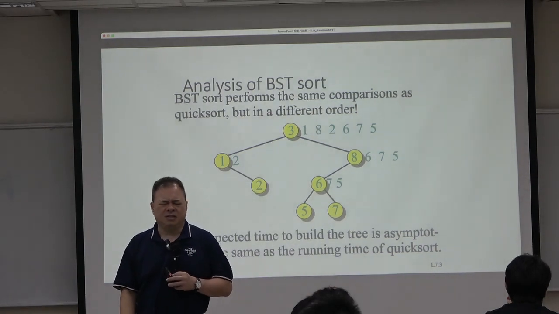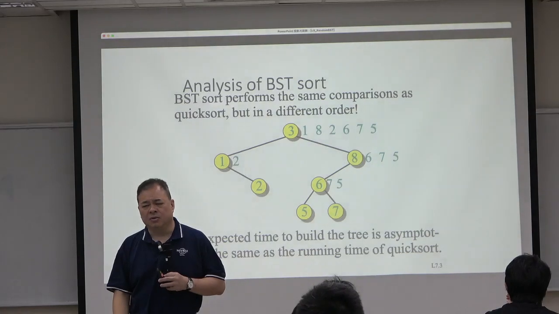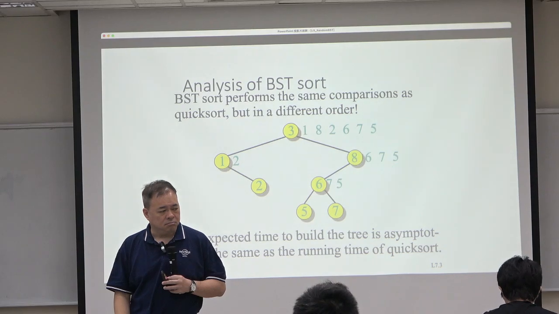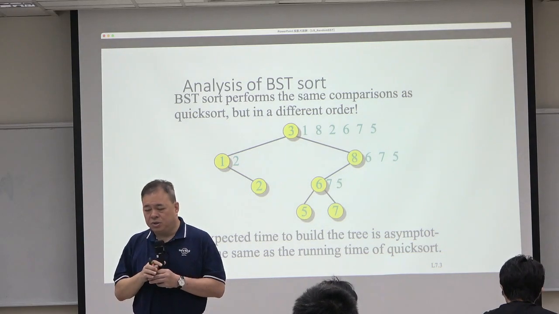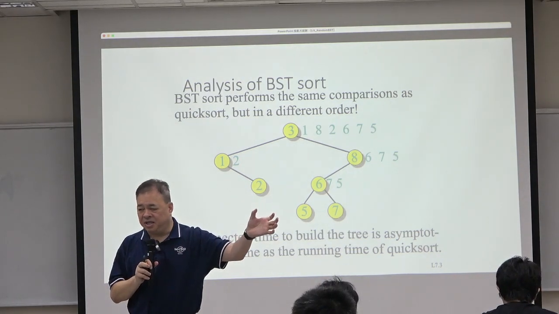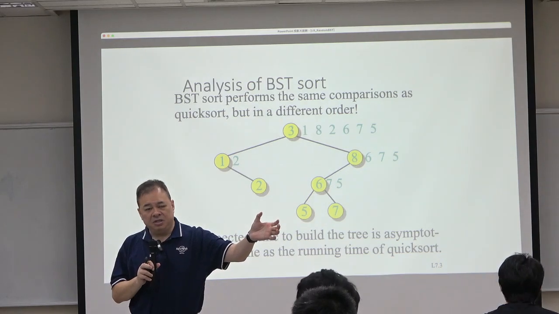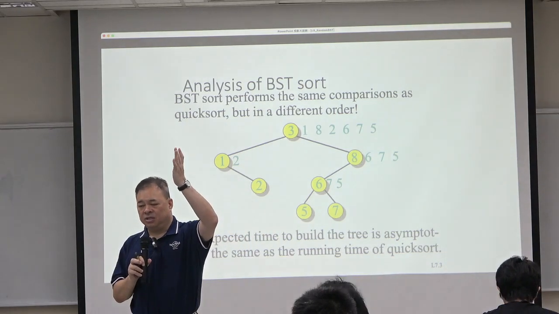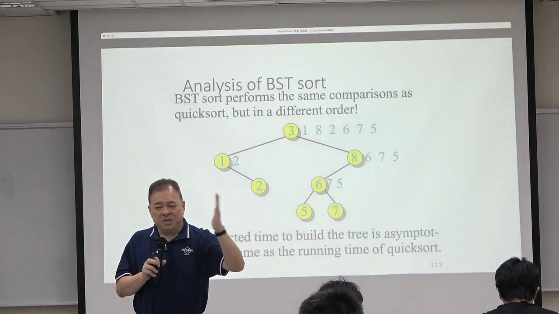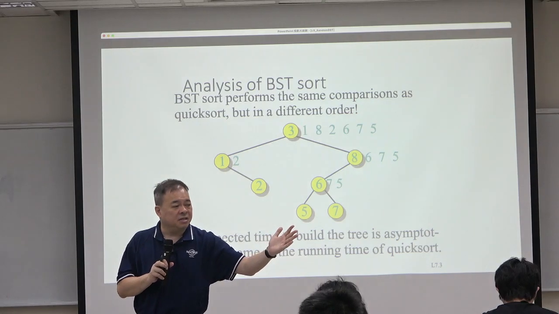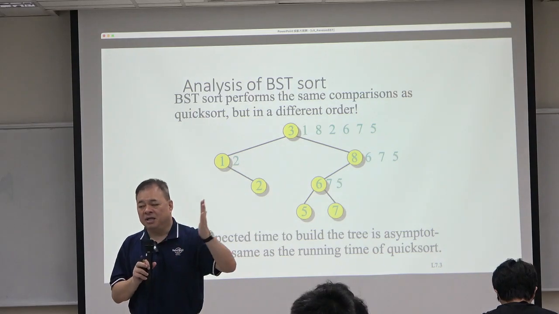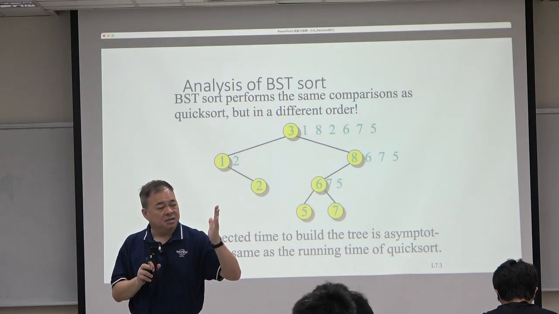Don't you feel it is similar to quicksort? What do we do for quicksort? In quicksort, we get the first element, and then we treat the first element as a pivot. And we need to find a place for this pivot such that elements on the left-hand side of the pivot are smaller than the pivot, right? Elements on the right-hand side of the pivot are larger than the pivot, right?